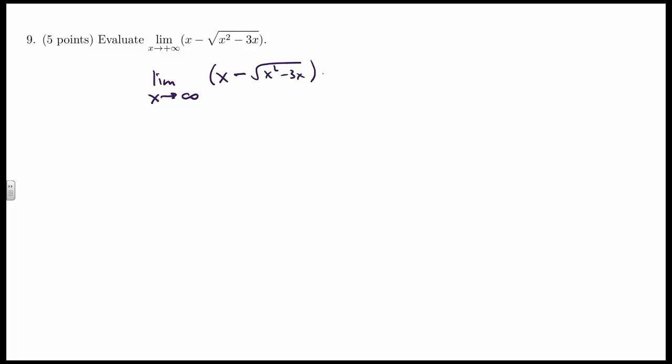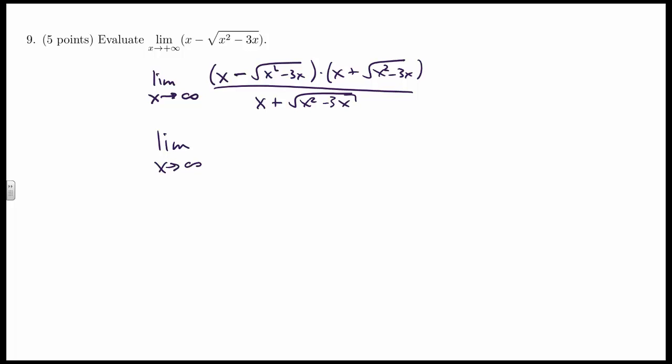And let's multiply this by its conjugate, x plus square root x squared minus 3x. And then, of course, whatever we do to the top, we have to do to the bottom. Oops, that's a minus 3x there. Squared minus 3x. Okay. On the top, what do we get?